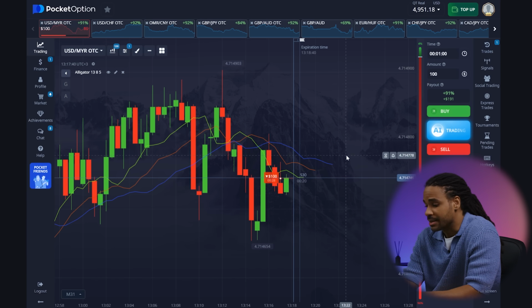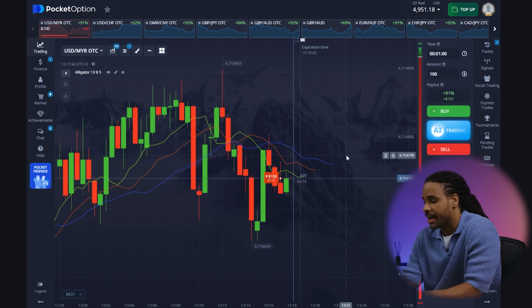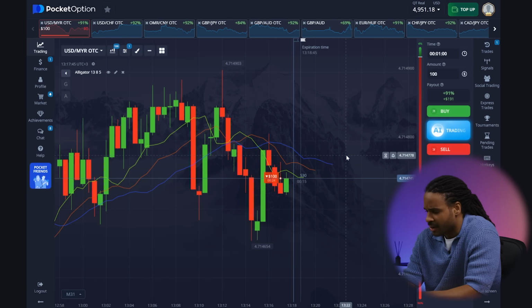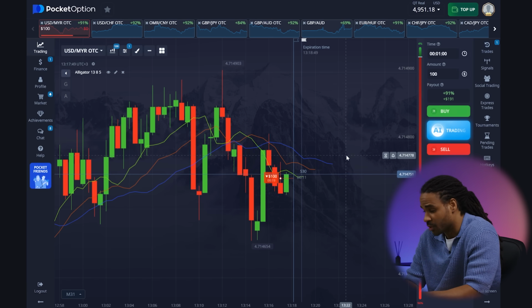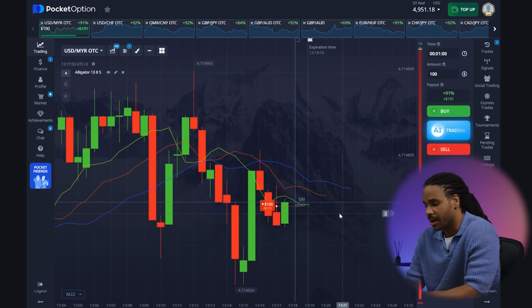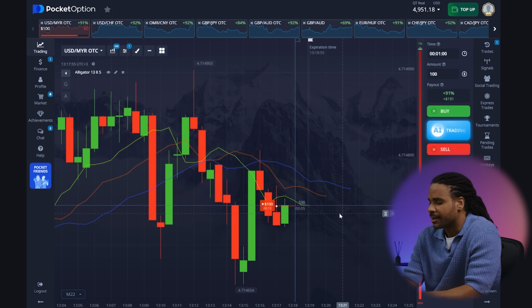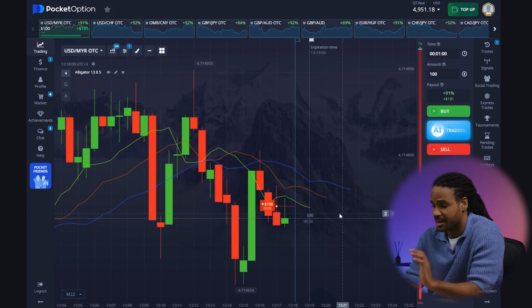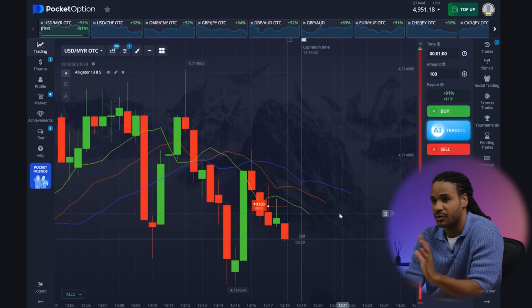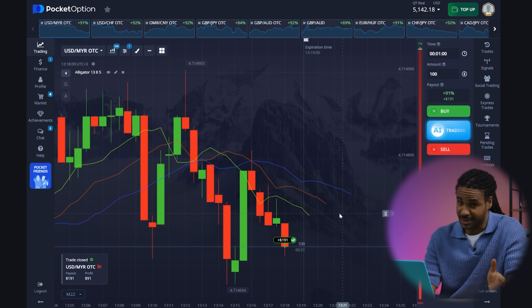The red line is called the teeth. It has a period of 8 and an offset of 5 bars. It is a faster moving average and shows price behavior within usually hourly ranges. The green line, known as the lips, has a period of 5 with an offset of 3 bars. Now this usually analyzes 12-minute market trends. Yes, the first trade closes positively.